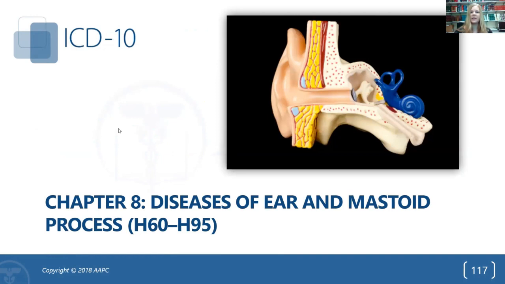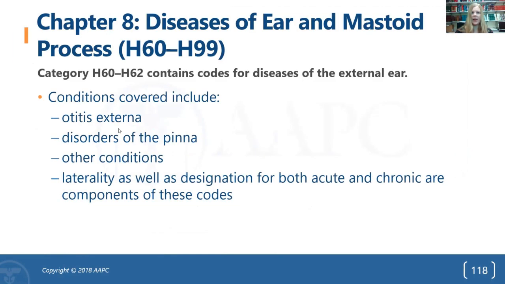There is a note at the beginning of the chapter that indicates to use an external cause code, following the code for the ear condition, if applicable, to identify the cause of the ear condition. The category H60 through H62 contain codes for diseases of the external ear. The conditions in these subcategories include otitis externa, disorders of the pinna, and other conditions.